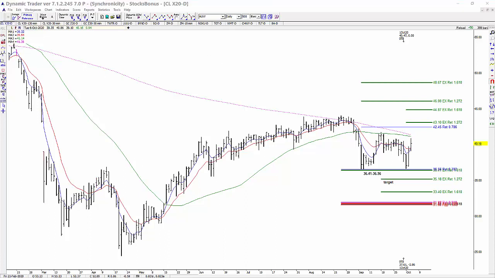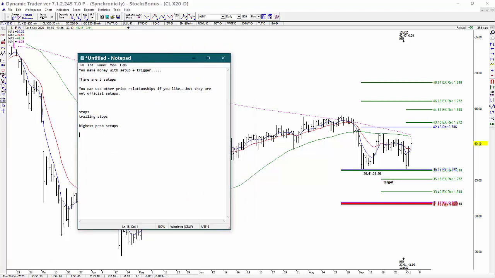So as far as going over how to use the work, first of all, there are 3 setups that I use. And the first setup is basically a price cluster. A price cluster is the coincidence of at least 3 Fibonacci price relationships that come together within a relatively tight range. That is one of my setups.